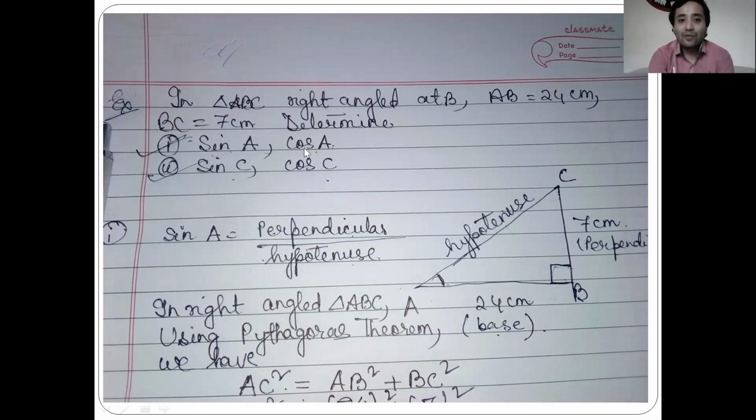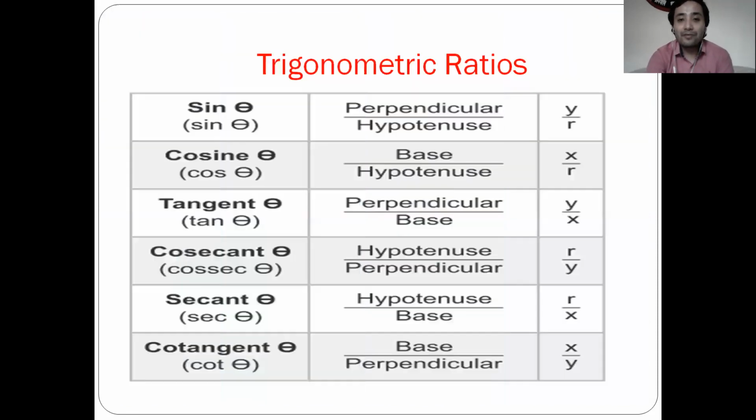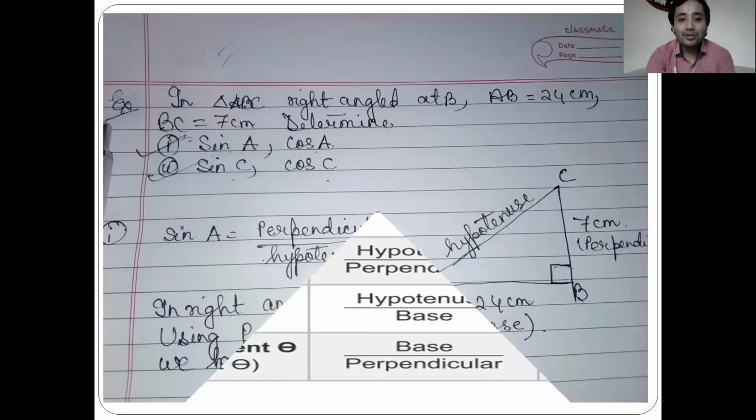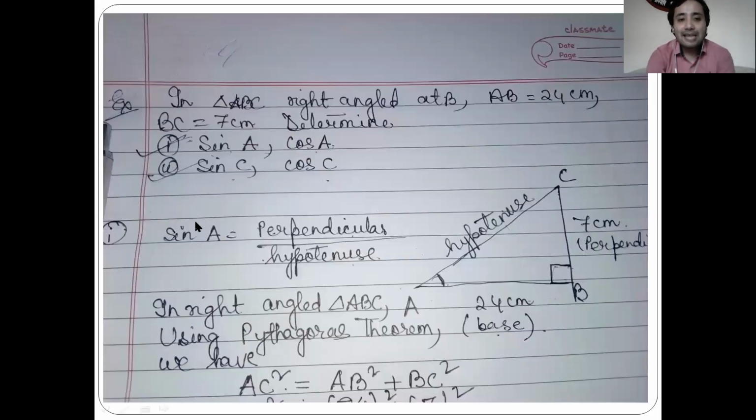So I have to know the formulae, right? Sine is how much? Perpendicular by hypotenuse. Cos is how much? Base by hypotenuse. If you don't trust me, you can check here, right? So sine is perpendicular by hypotenuse, cos is base by hypotenuse. Okay. So when I write sine A is equal to perpendicular by hypotenuse, I have to first identify which one is my perpendicular. As I said, the side opposite to the angle of inclination will be my perpendicular. So this will be my perpendicular.